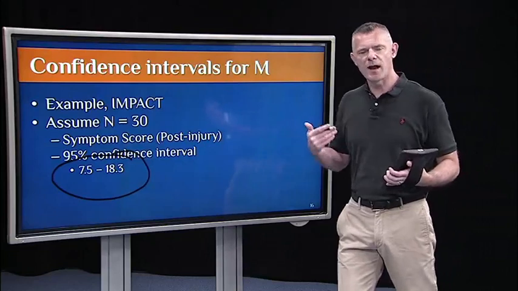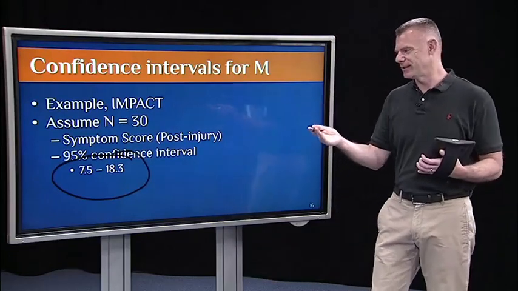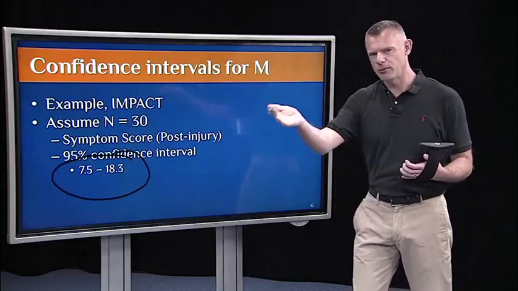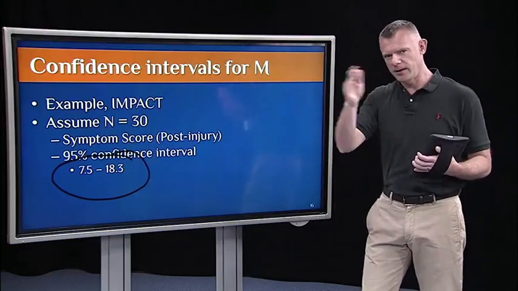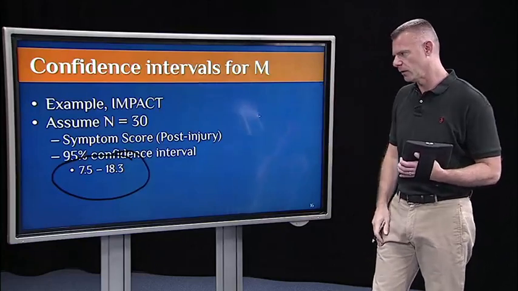It seemed much more accurate before, right? When we just reported the point estimate. When we just said, well, the average symptom score is, say, 12. Then I could walk away and say, all right, well, this is how serious the injury is. They have about a 12 on the symptom score.